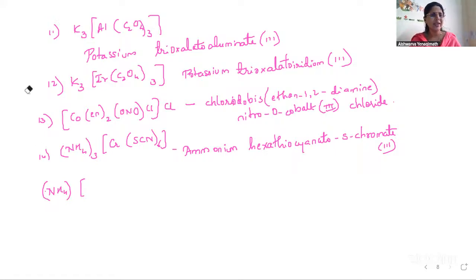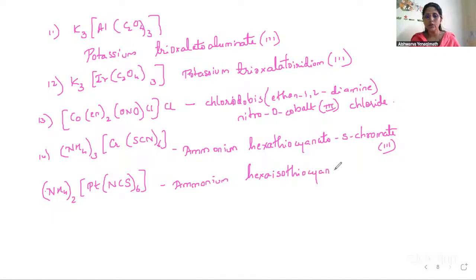Yes. Then another example, (NH4)2[Pt(NCS)6]. Okay. So how do you write the name? Ammonium hexa, you will write it as isothiocyanato platinate. Platinate 4. Yes. Take another example. Few more examples. Let us do it. Come on. Do it along with me.